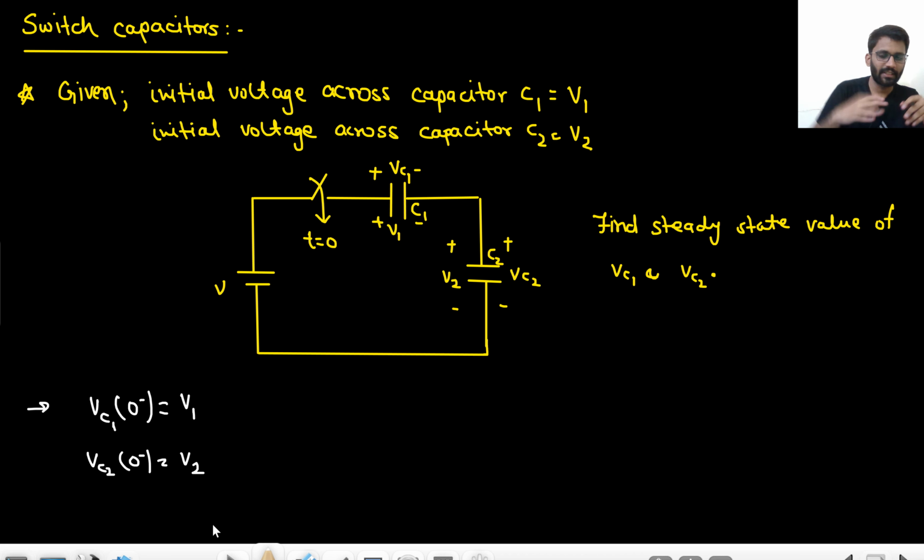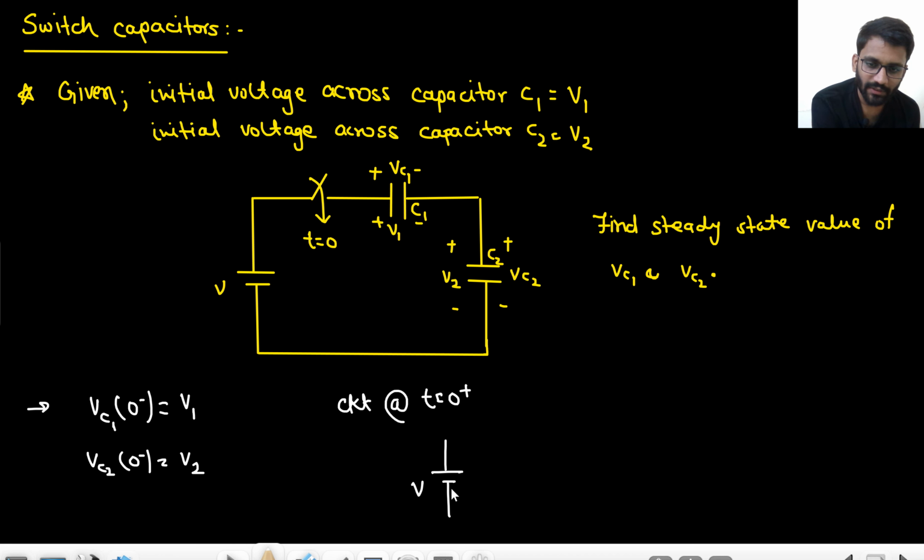Now what is happening at t equals 0, the switch is getting closed. That means V voltage is there and a complete path is there. So now the current will flow. So what will happen at t equals 0 plus? In the circuit at t equals 0 plus, this will be replaced with the battery V1, and this will be replaced with the battery V2. There is no resistor, only the voltage sources.